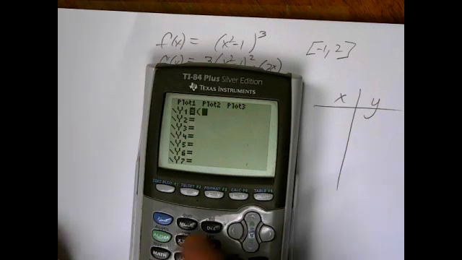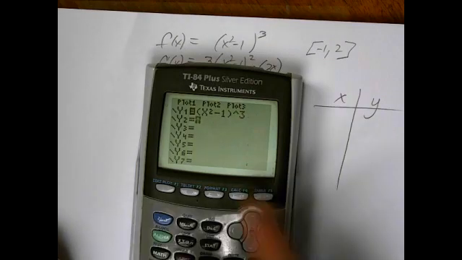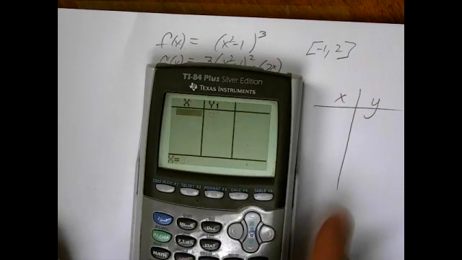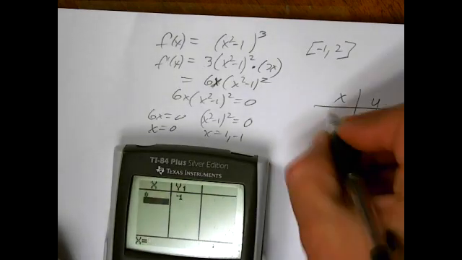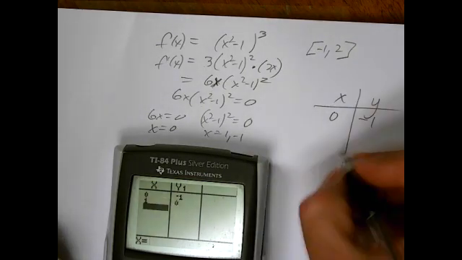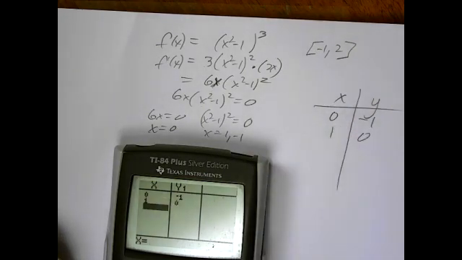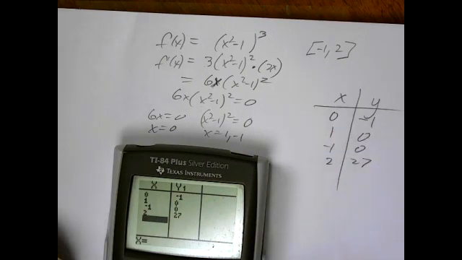All right, so I will put the original function, clear out the old, put in the x squared minus 1 to the third power in the calculator. Go to my table and put in a 0. 0 gives me negative 1. Put in a 1. 1 gives me 0. Put in negative 1. Negative 1 gives me 0. Put in the 2. 2 gives me 27.